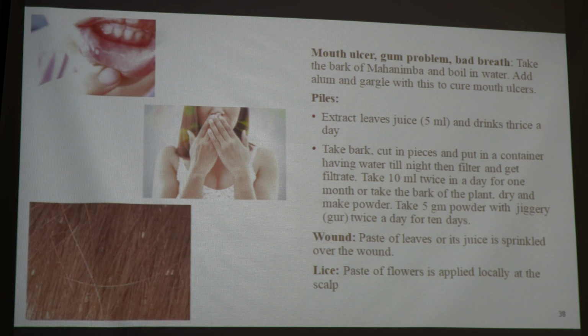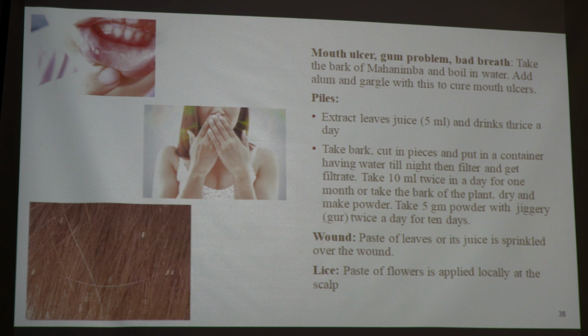In mouth ulcers, gum problem or bad breath, take the bark of Mahaneem and boil in water. Add alum and gargle it to cure mouth ulcers.